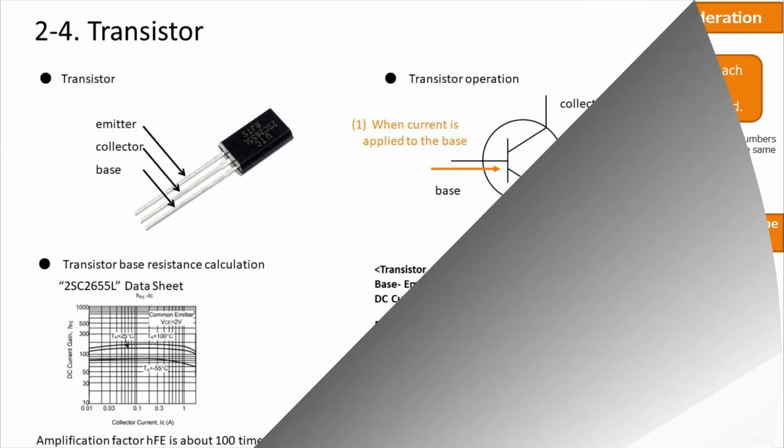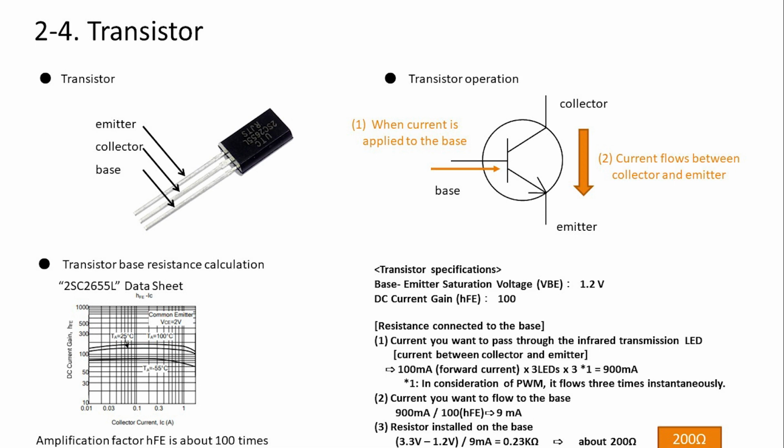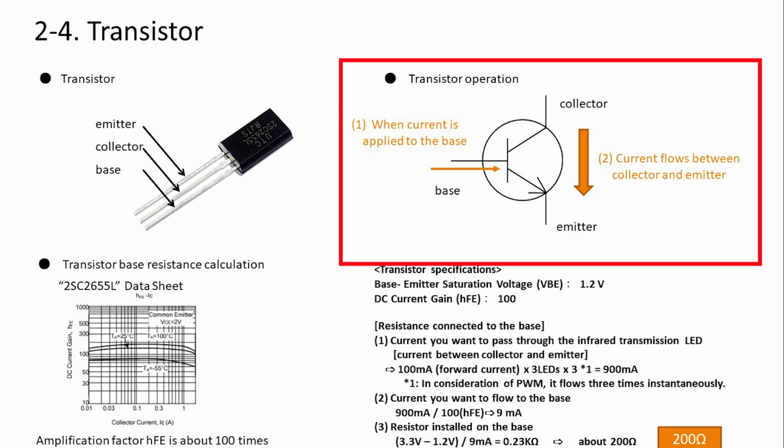Now let's move on to the transistor. As for the transistor, it has 3 terminals, as shown in the diagram here. This time it is an NPN transistor, and when a small current flows from the base to the emitter, a large current flows between the collector and the emitter. This makes it possible to control a large current with a small current.